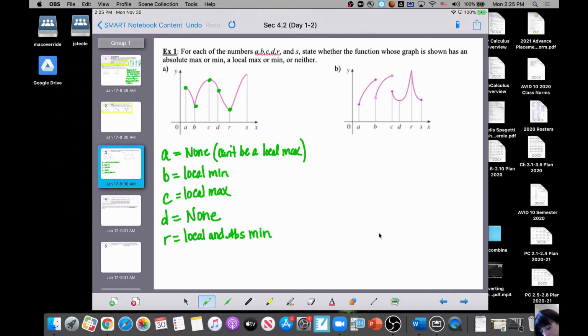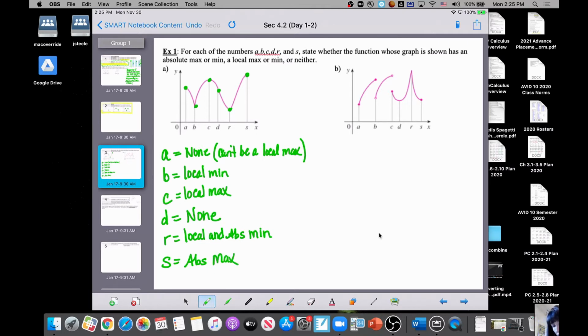And then finally, S is an endpoint, so the only thing that it could be is an absolute max or min, and S is indeed the highest point that we see on the interval, so S is going to be our absolute maximum.